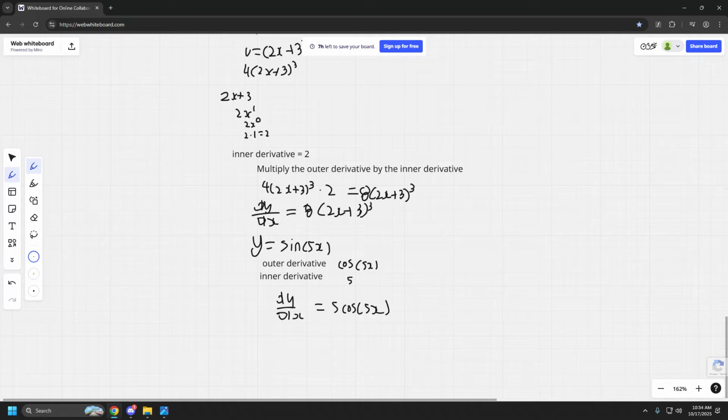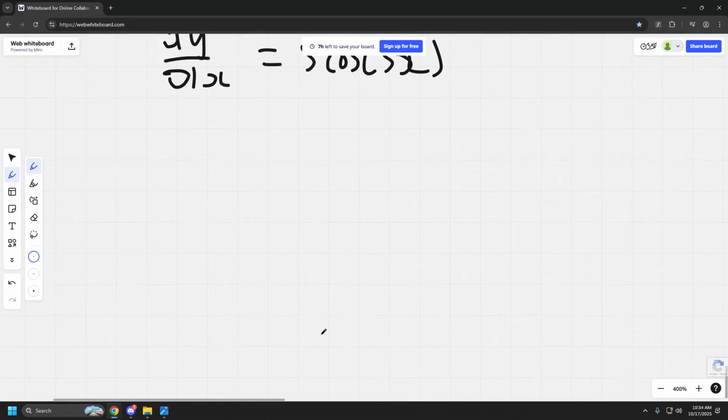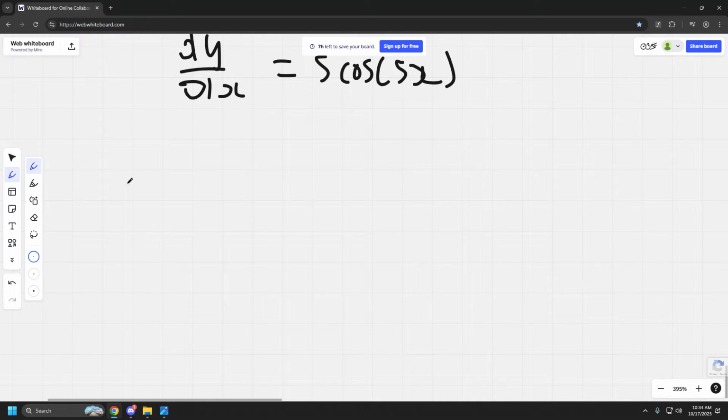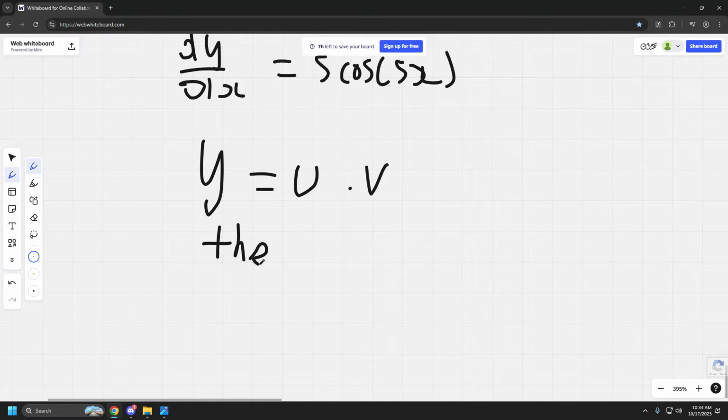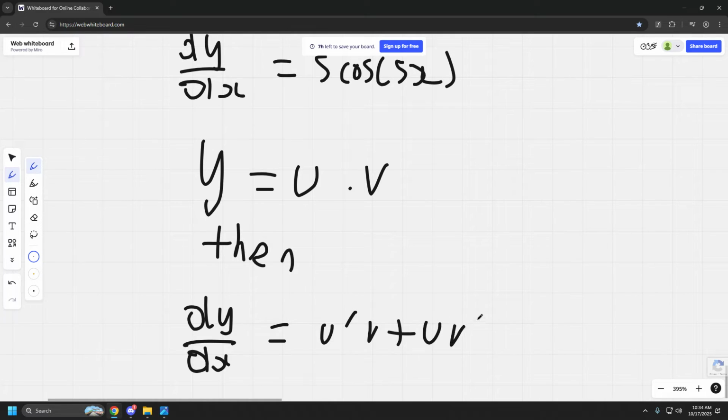Okay, and now we're going to cover the product rule. Basically, when two functions are multiplied by each other, we have to use the product rule. So if y is equal to u times v, then dy/dx is equal to u prime v plus u v prime.